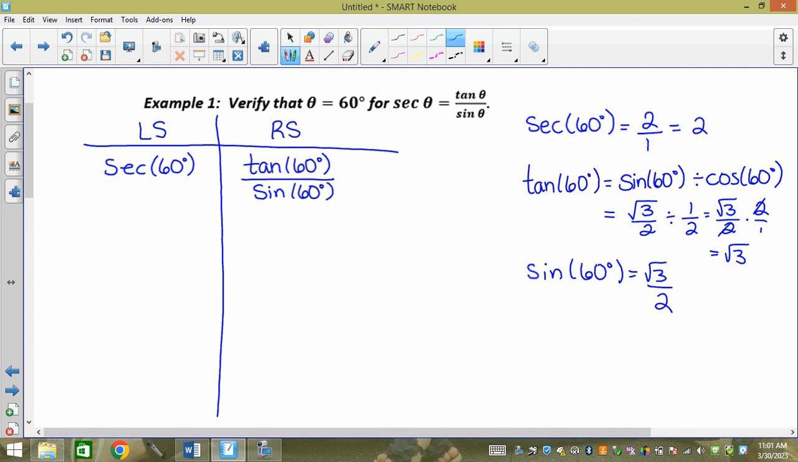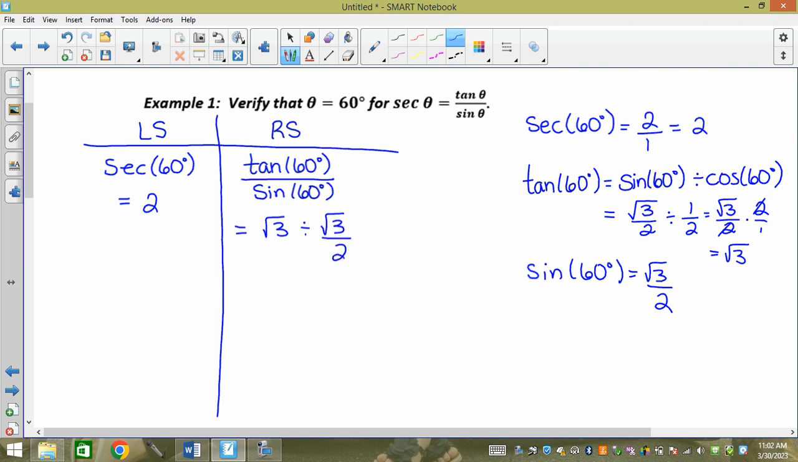Okay. So the first step is to fill in the 60s. The second step is to now go and fill in your answers. That's it. This is not crazy. Secant 60 equals 2, with an equal sign. Then this one is root 3 divided by root 3 over 2.